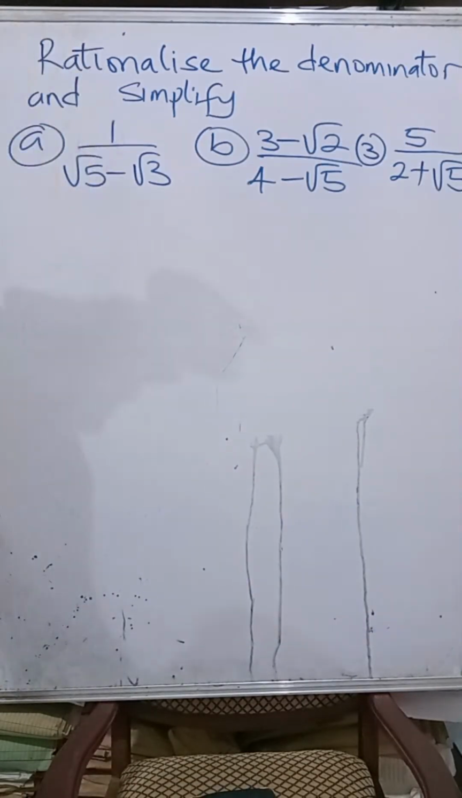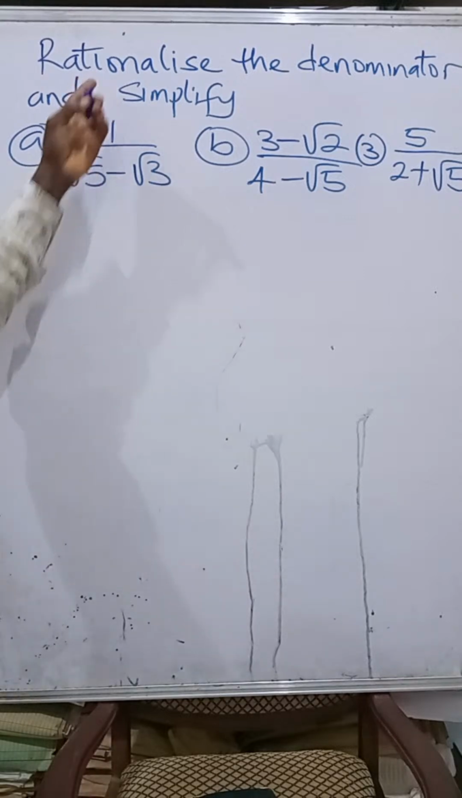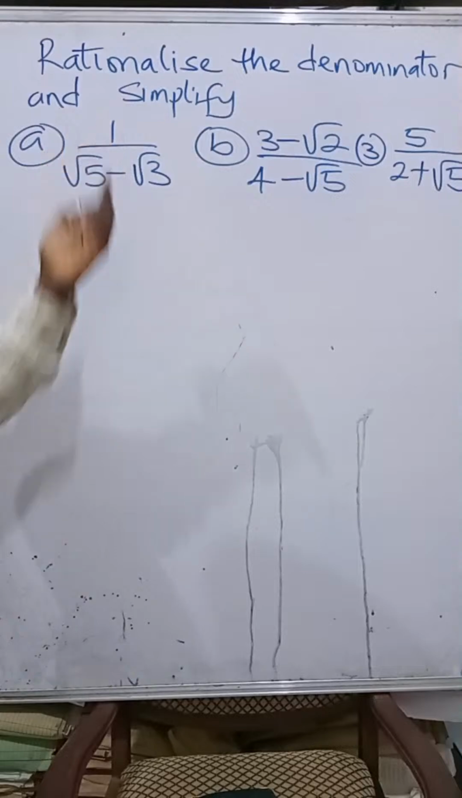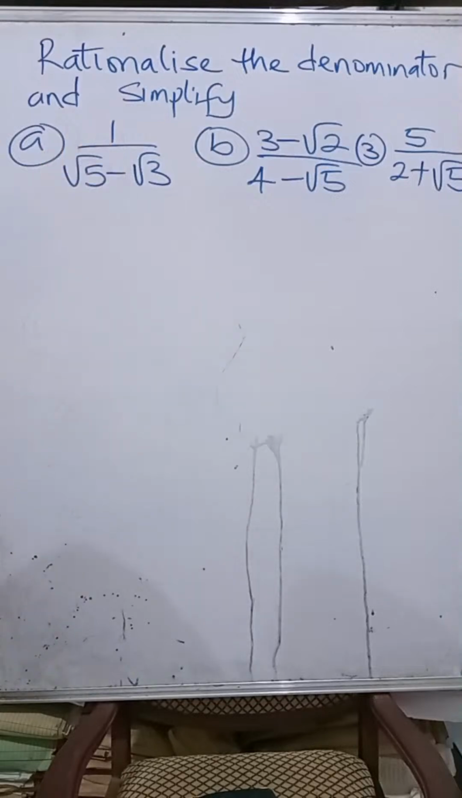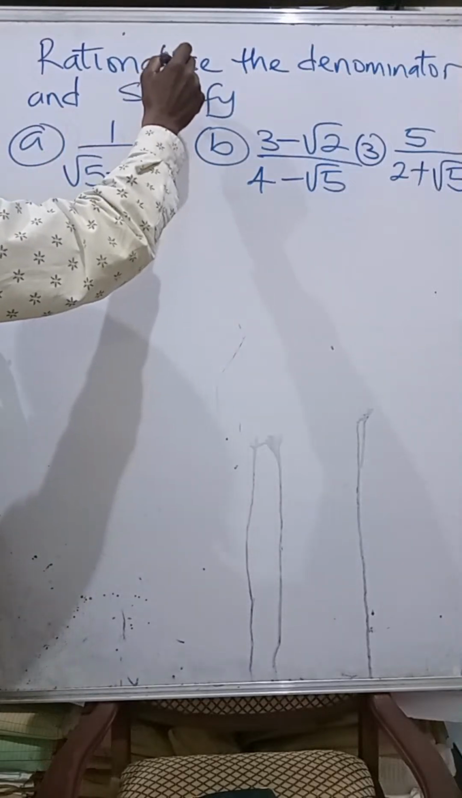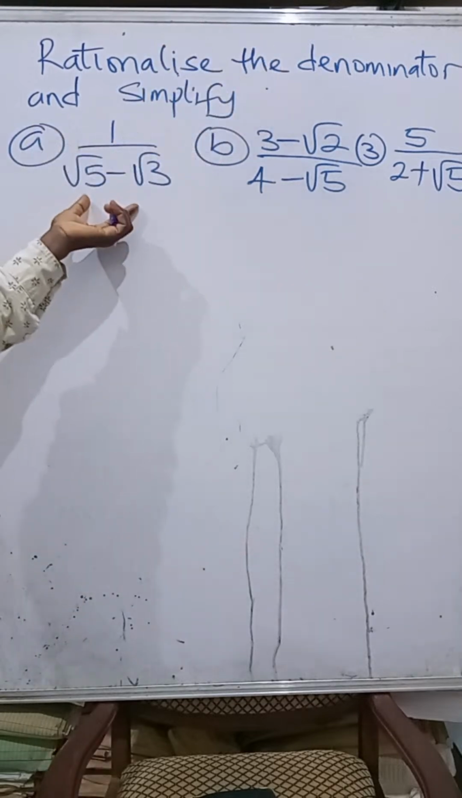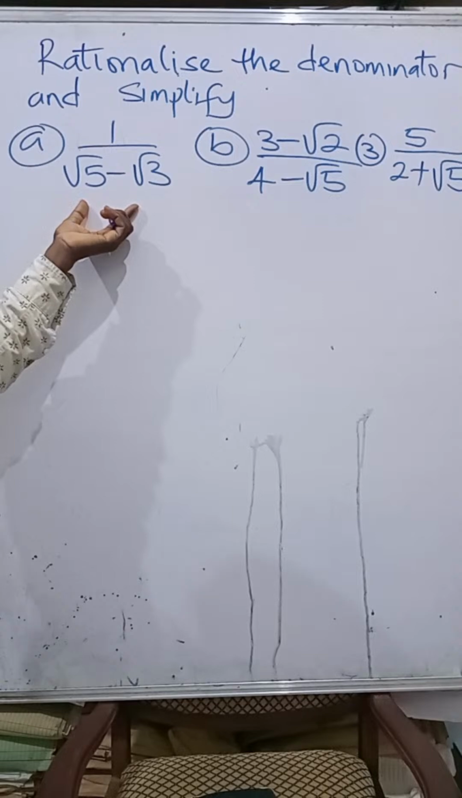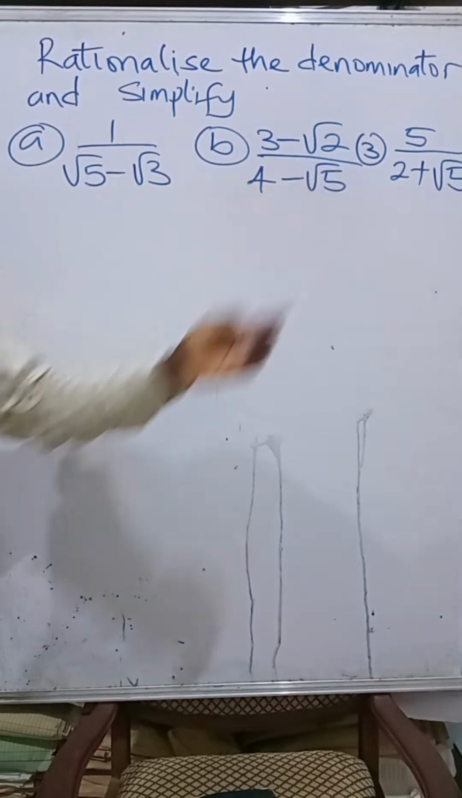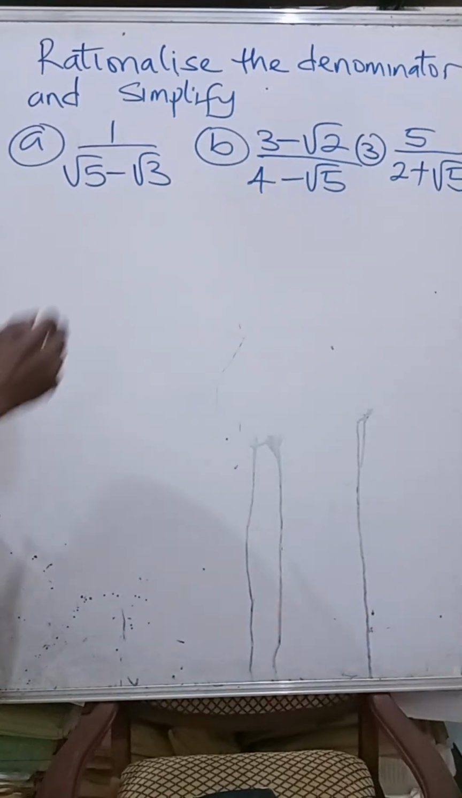Questions. Rationalize the denominator and simplify. So this is what we have. We have the first one. Okay. We have the second one. We have the third one. So let's start with the first one.